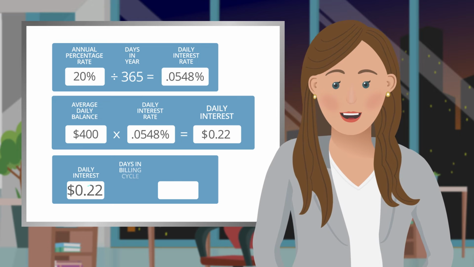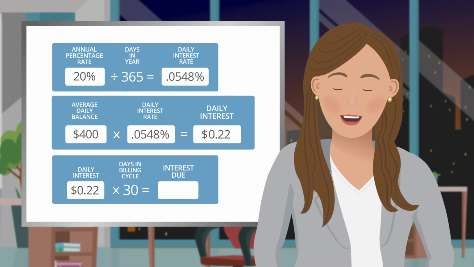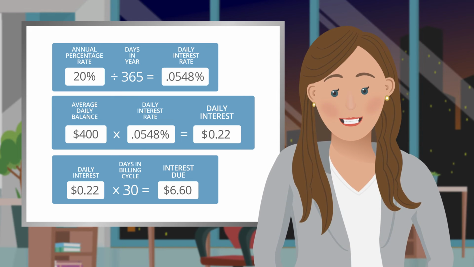Then that amount is multiplied by the number of days in the billing cycle, which in this case is 30, to determine the amount of interest charged for the billing cycle, which is $6.60.